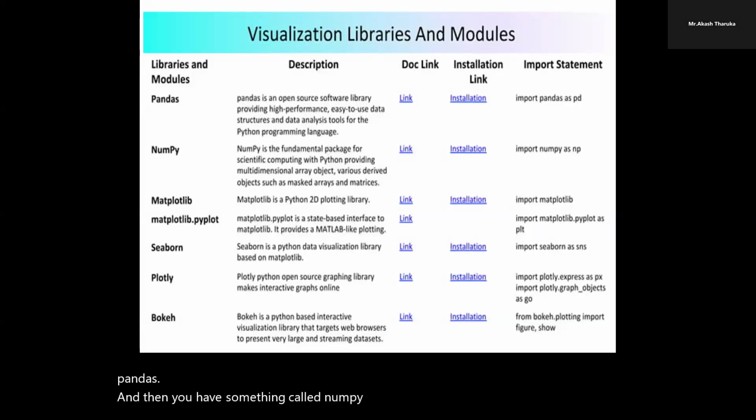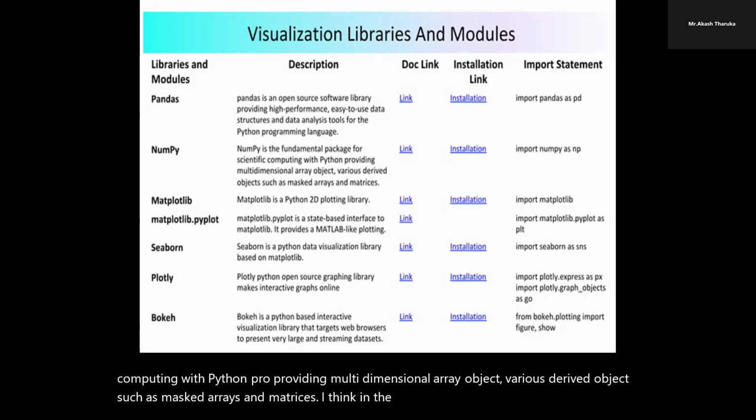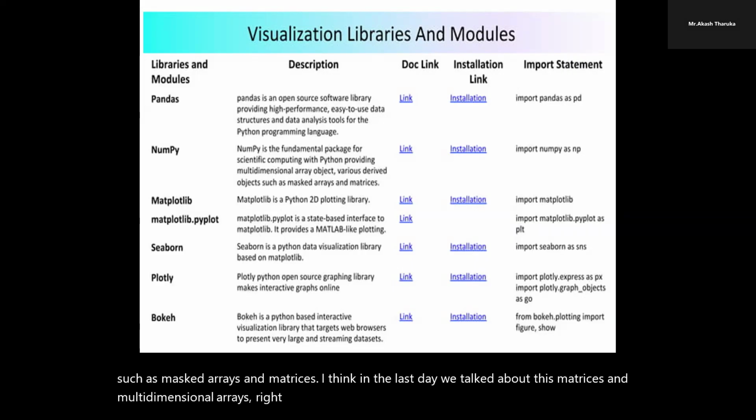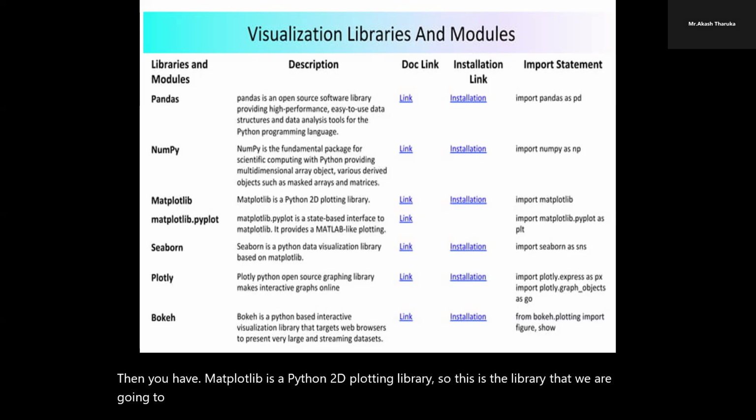NumPy is the fundamental package for scientific computing with Python, providing a multi-dimensional array object, various derived objects such as masked arrays and matrices. I think in the last day we talked about these matrices and multi-dimensional arrays, right? So to use these multi-dimensional arrays efficiently, you need to have NumPy. Then you have Matplotlib, a Python 2D plotting library. So this is the library that we are going to use to plot most of the graphs that we are going to plot today, right?